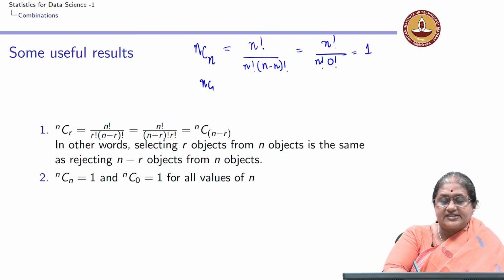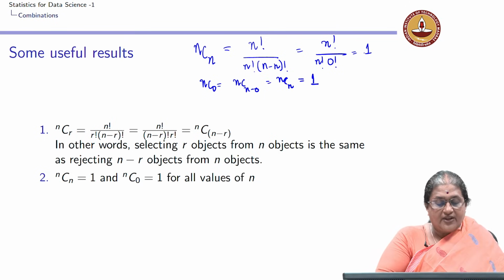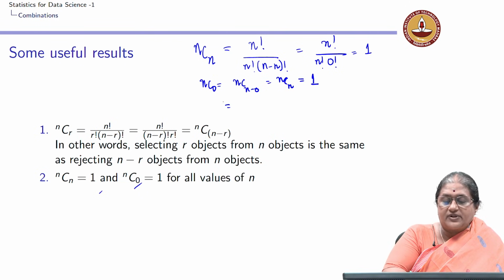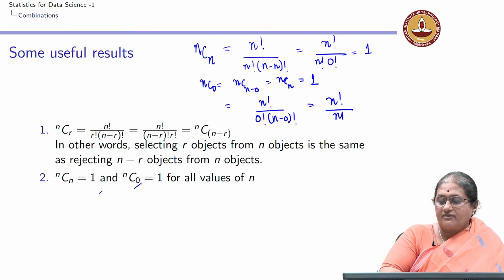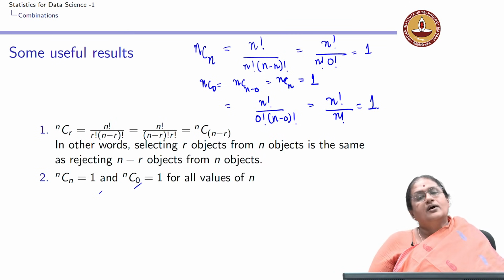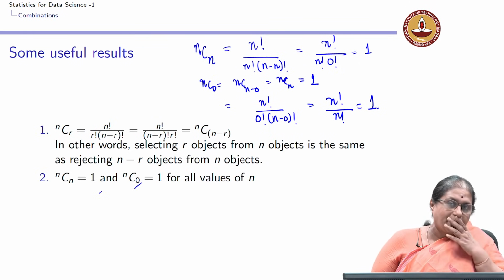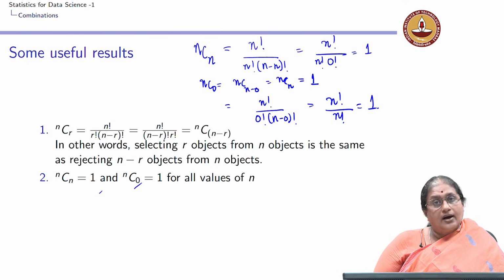Now, when we look at n choose 0, we can apply the earlier identity. I know n choose 0 is the same as n choose n minus 0, which is equal to n choose n. I have already established n choose n equal to 1. So, n choose 0 is also equal to 1. I can prove this from first principles. Again, n choose 0 is n factorial by 0 factorial into n minus 0 factorial, which is n factorial by n factorial. Again, 0 factorial is 1, which is equal to 1. So, these are two important combinatorial identities that we need to understand.